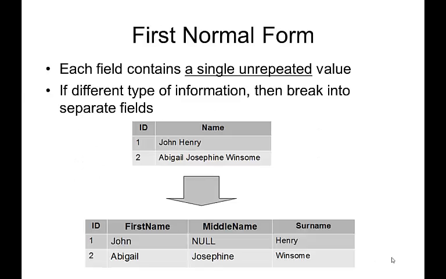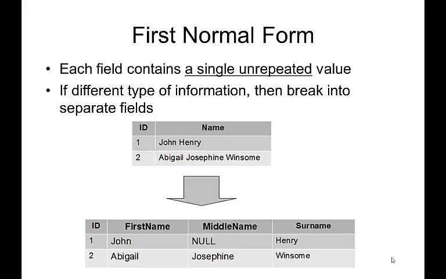Okay, the first normal form. First normal form is where each field contains a single unrepeated value. So, here's an example. Well, there's 2 different types actually I've got here. One is where you have different types of information in a single field. The other one is where you have the same type of information in the field. And these result in different normalization approaches.